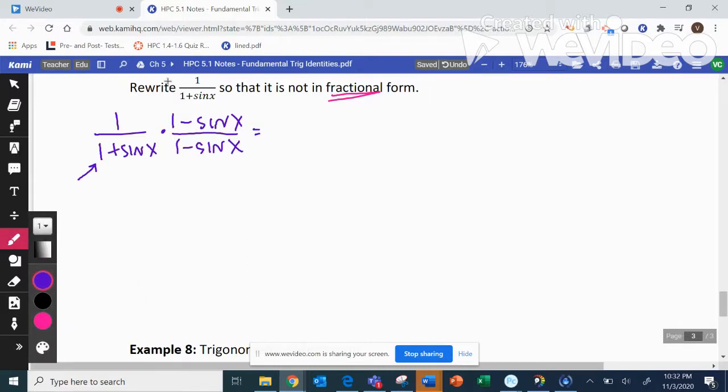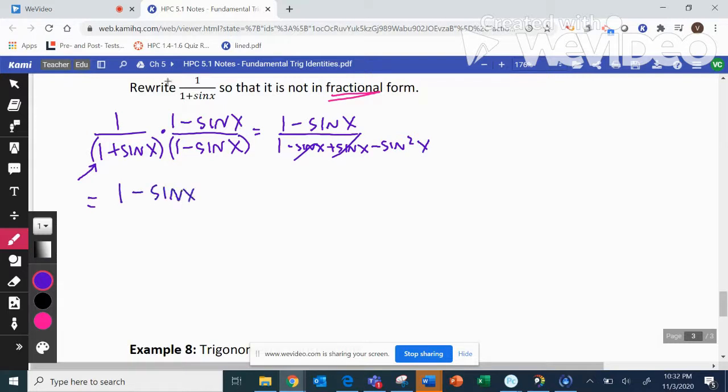When I multiply the top, I just get 1 minus sine x. But on the bottom, we've got a difference of squares. So the outside is going to be minus sine x, the inside is going to be plus sine x, and my last term is going to be minus sine squared x. That cancels out the inner and outside terms. So now I have 1 minus sine x over 1 minus sine squared x.